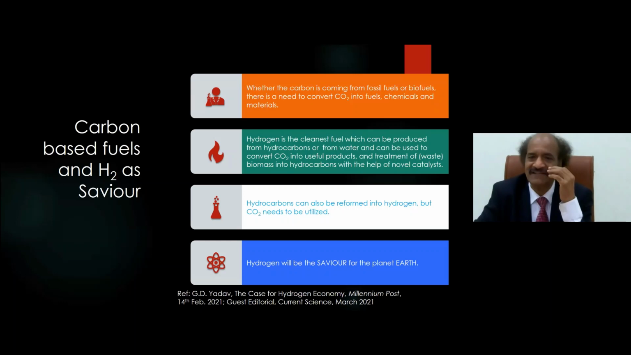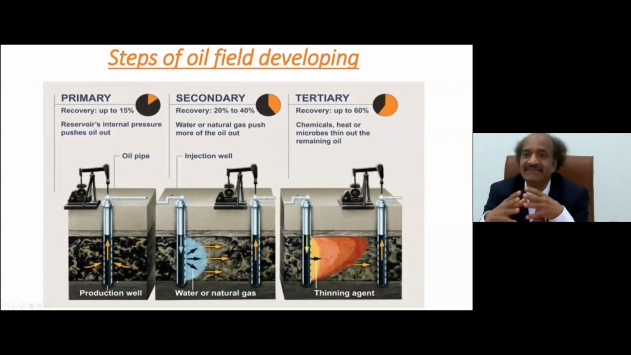And we know that any carbon-containing source can be reformed by using steam, for instance. So let us look at some of this. But before that, I must tell you a little bit of history, why so much carbon dioxide is being emitted, particularly when we base our economy on crude oil. In the crude oil business, there is primary, secondary, and tertiary recovery.